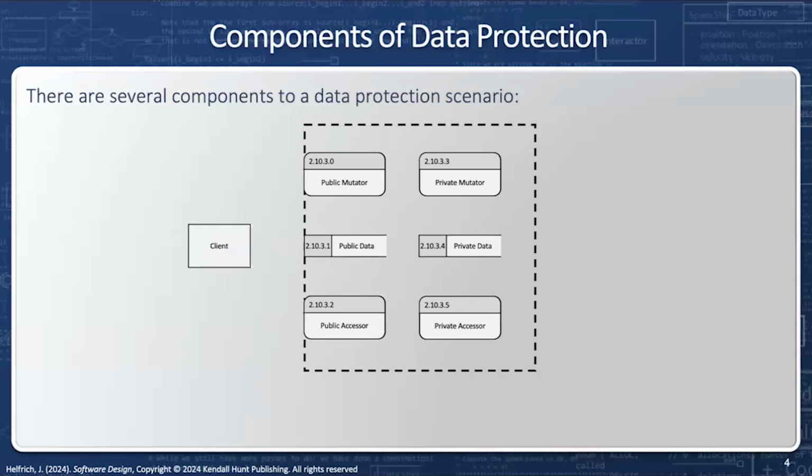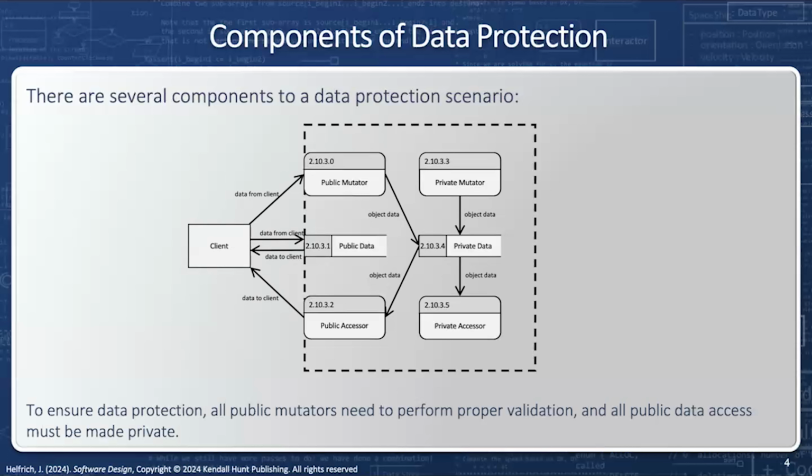Of course, we're going to have the client. Now the client can send data to the public mutator, which can then send data to the private data. Now the private mutator can also send data to the private data. Now the private data can get sent to the public accessor. The public accessor can send data back to the client, and the client can have direct access to the public data as well. Now to ensure data protection, all public mutators need to perform proper validation, and all public data access must be made private. In other words, we want to ensure that the client can only change private data through a public mutator.